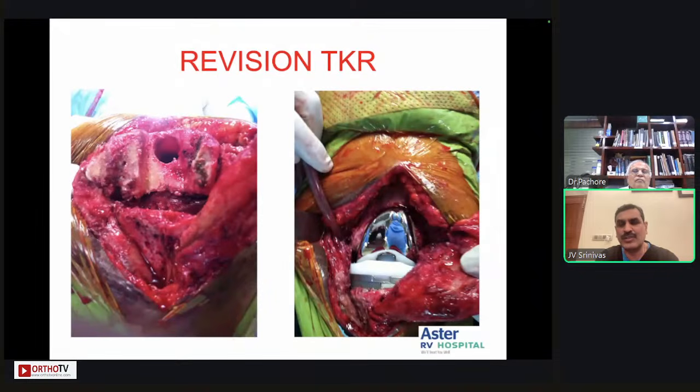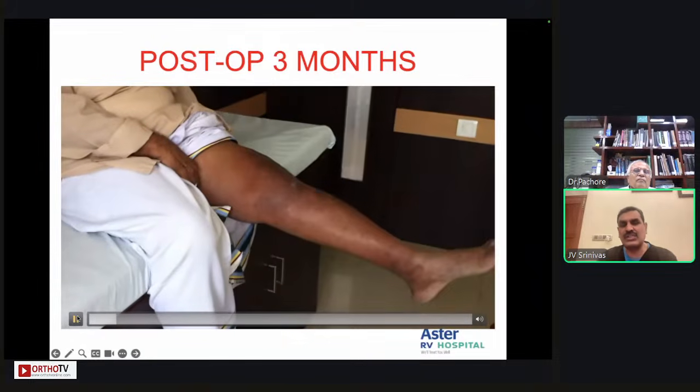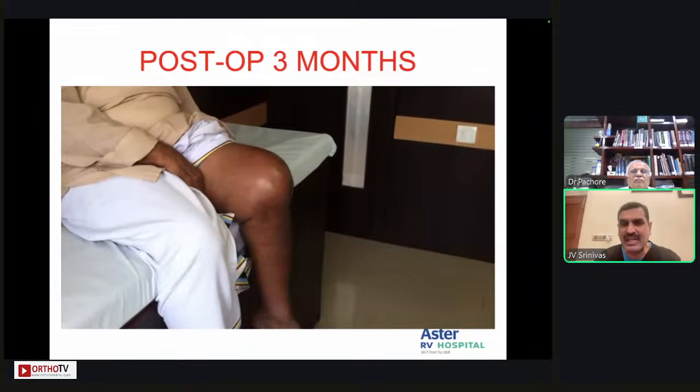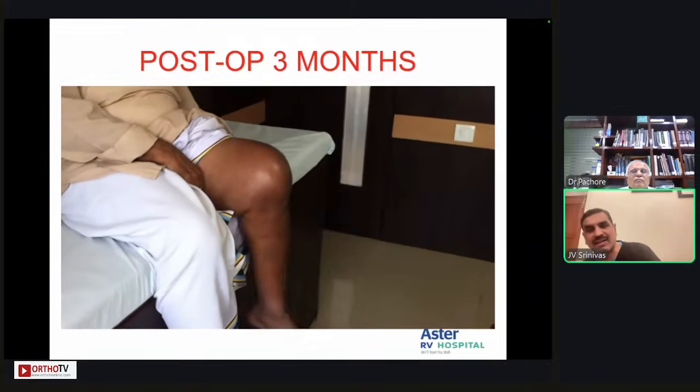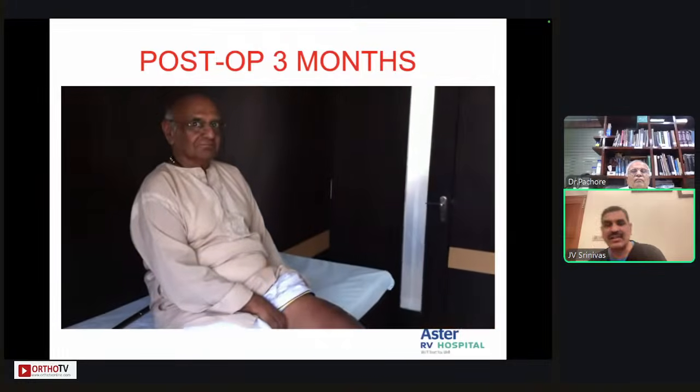See, that's the exposure you get. So another patient, VY-plasty, just to show you that you will never have an extensor lag. It's only the fear. After a few months, see this patient has no extensor lag, VY-plasty.